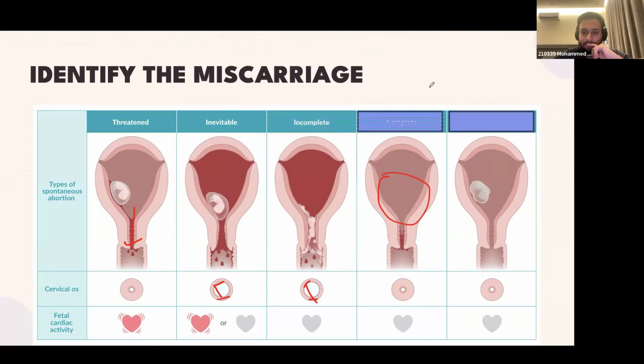Okay. Now, this last one. Fetal tissue is still there. No bleeding, closed cervix, and no fetal heart rate. Blighted ovum, excellent, or missed miscarriage.